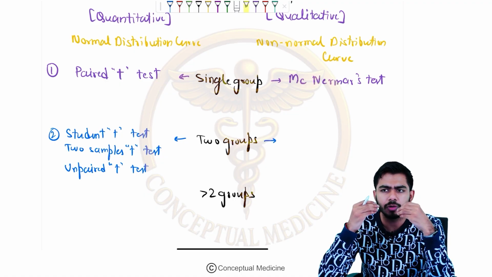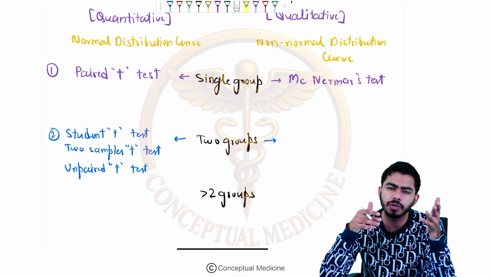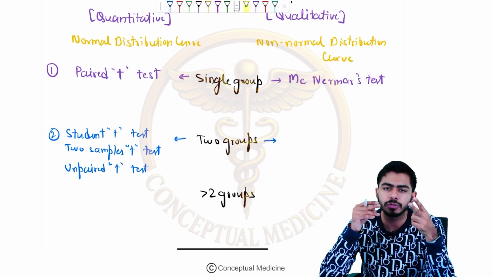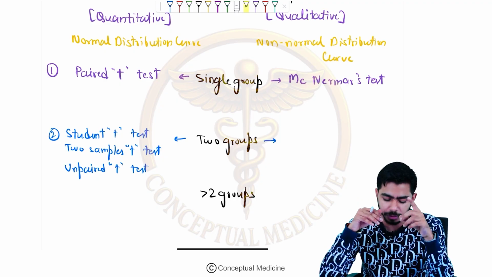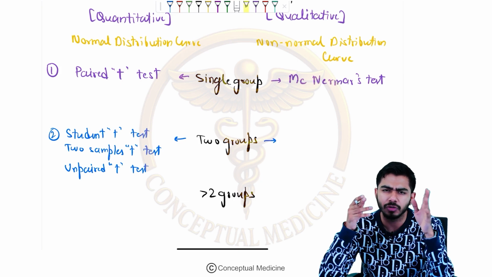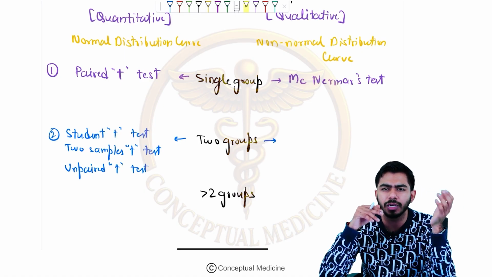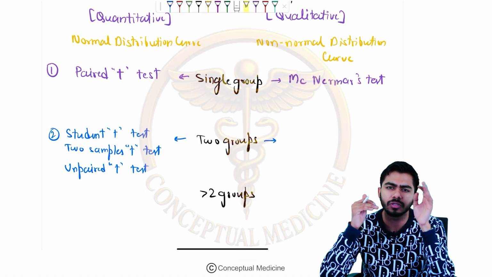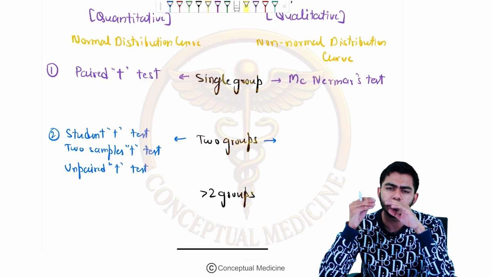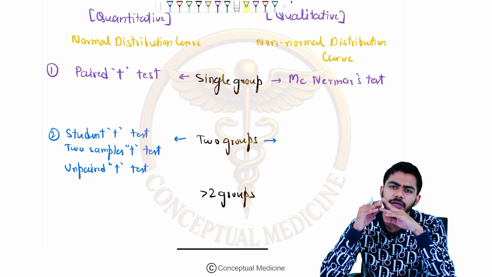So once you find out that it is quantitative data, and they are talking about 2 groups, then you can easily find out the answer: it must be the student t-test, or 2 sample t-test, or unpaired t-test. If they are talking about just one group, where they have checked the hemoglobin of that particular group, and after 2 months they have checked the hemoglobin of that group again, right?